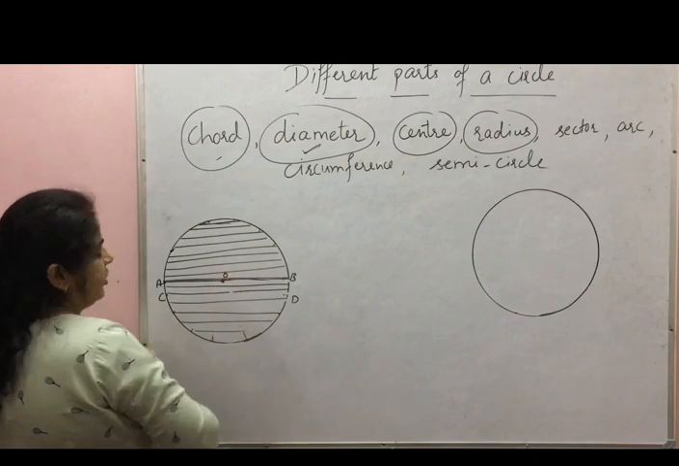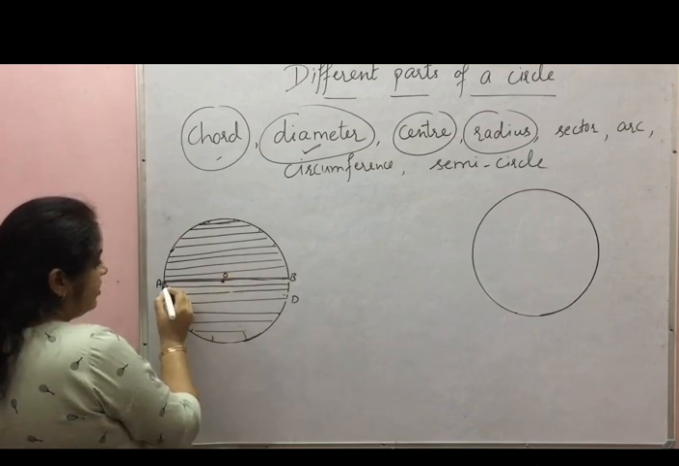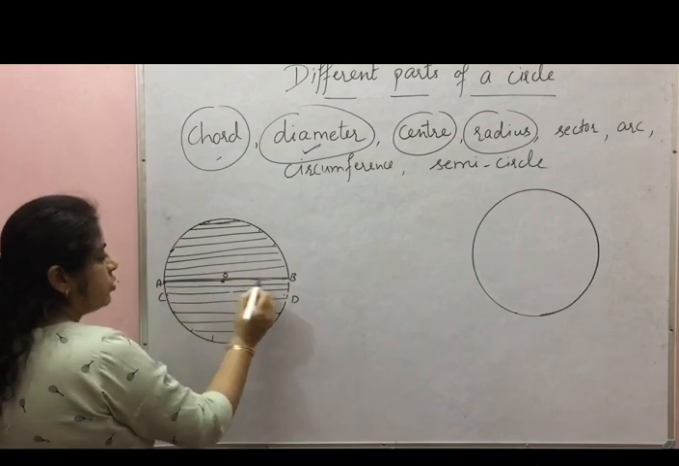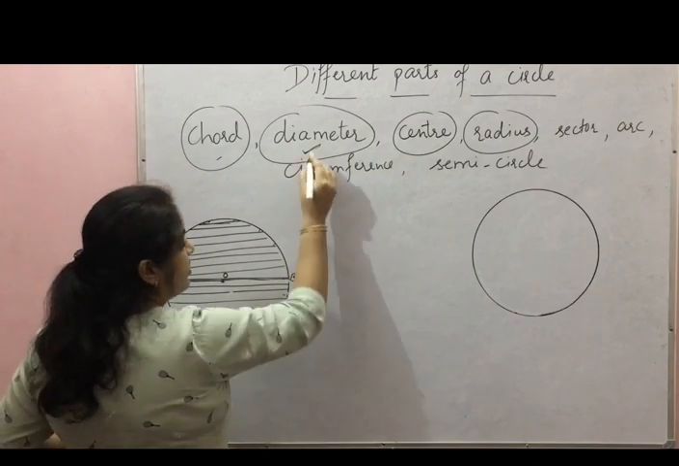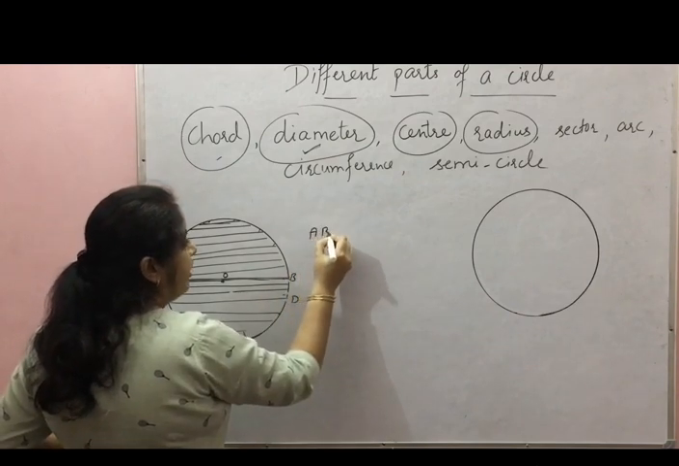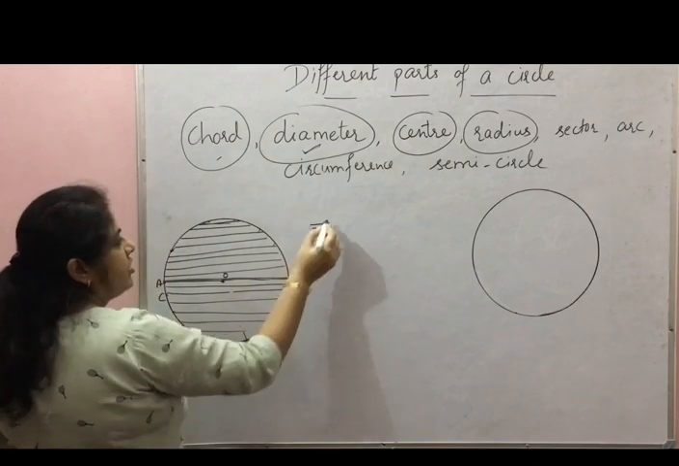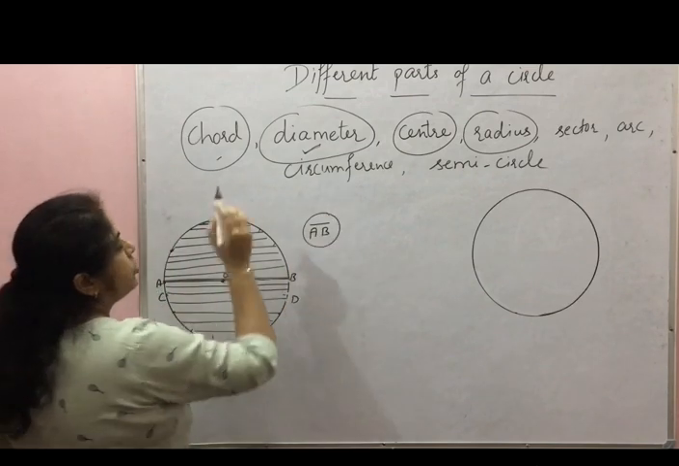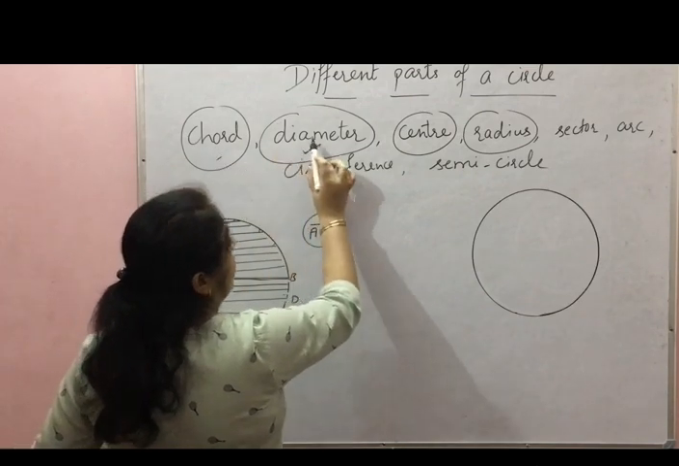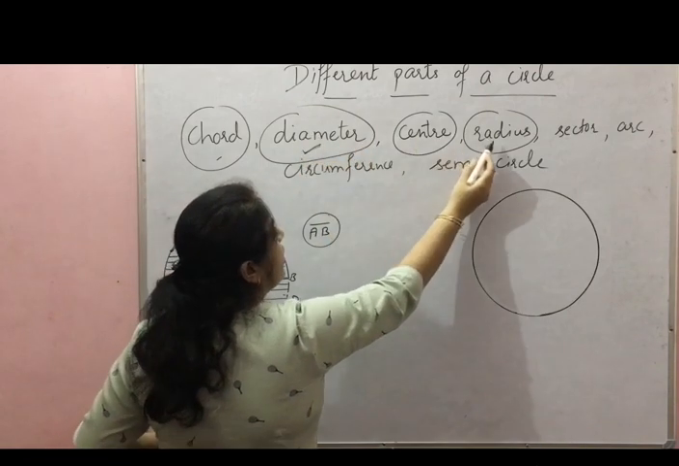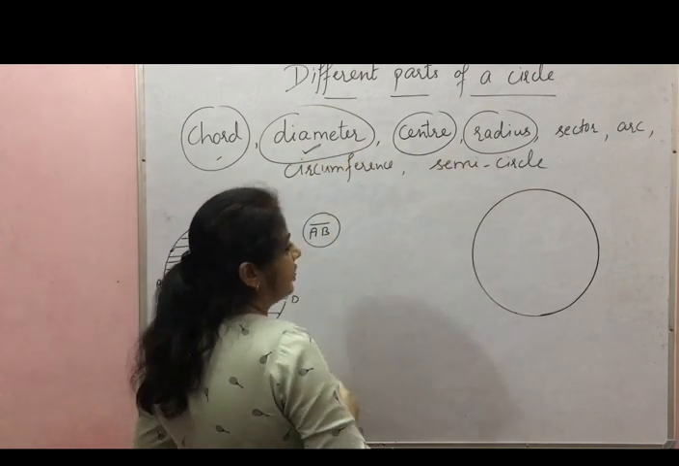How to name it? This is the center. AB is a chord which passes through the center of a circle, so it is a diameter. How will we name it? Like this. So this is a diameter. So we have infinite chords, infinite diameters and infinite radii.